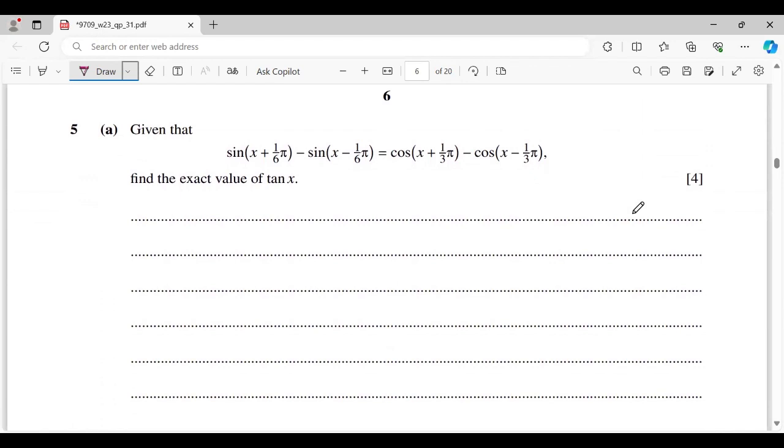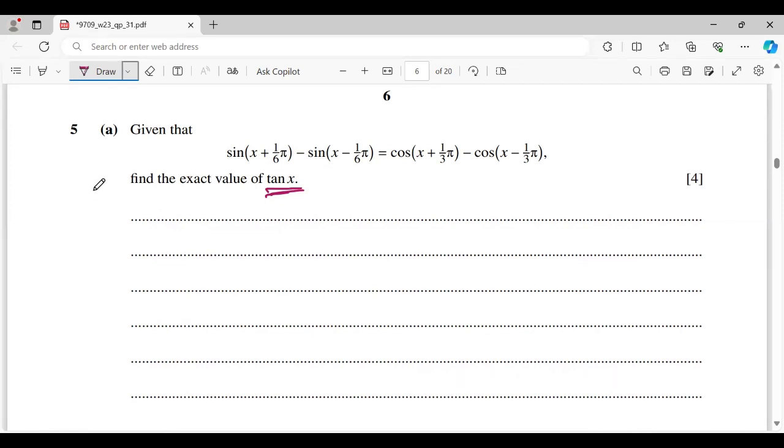Next, number 5. Given that sine of x plus 1 over 6 pi minus sine of x minus 1 over 6 pi equals cosine of x plus 1/3 pi minus cosine of x minus 1/3 pi. Find the exact values of tangent x. We are going to find tangent x, right?